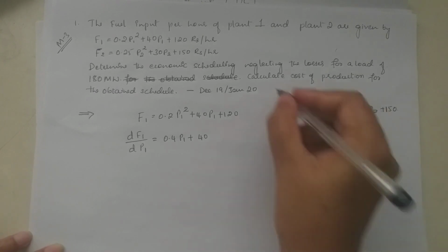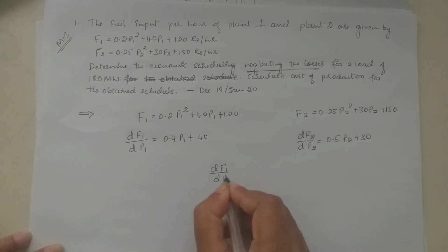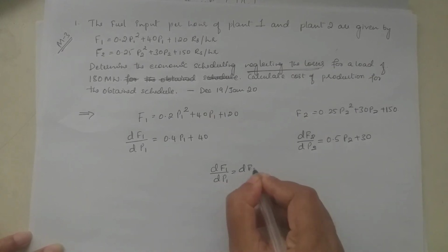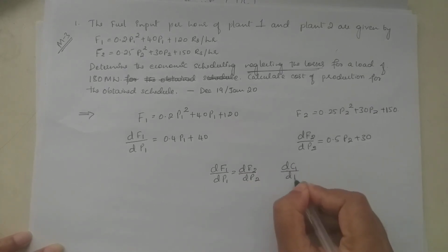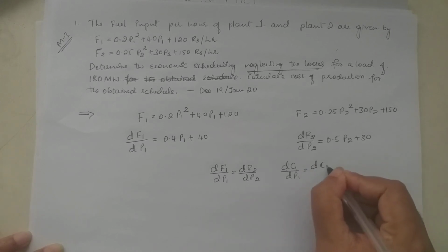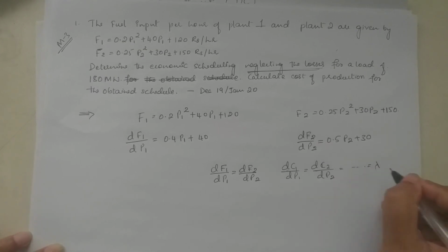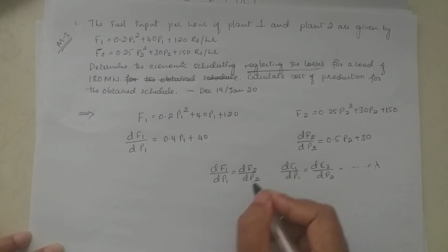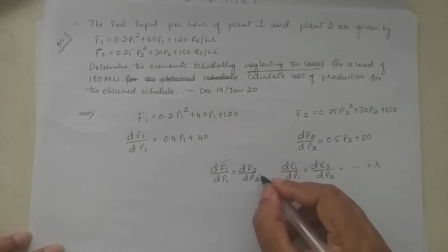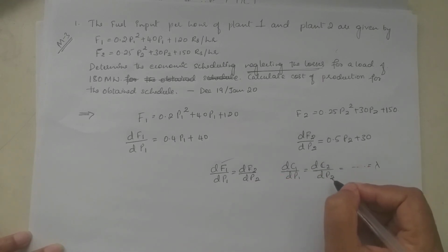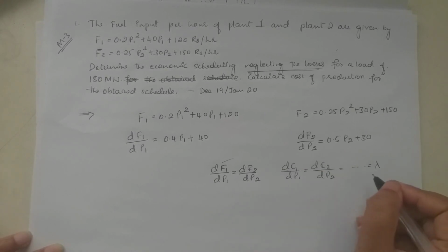We know that neglecting losses, dF1 divided by dP1 is equal to dF2 divided by dP2, or else dC1 divided by dP1 is equal to dC2 divided by dP2, and so on, is equal to lambda, correct? So equating both, here dF1 divided by dP1 is equal to dC1 divided by dP1. Similarly dF2 divided by dP2 is equal to dC2 divided by dP2. So these are the incremental costs. So incremental costs are equal, neglecting transmission losses.